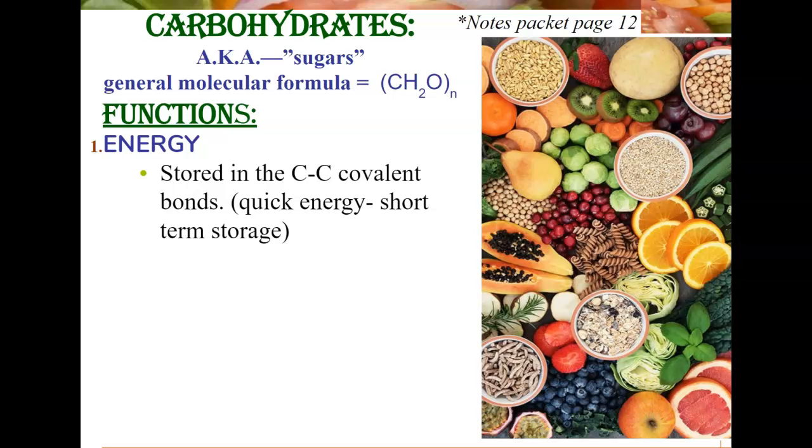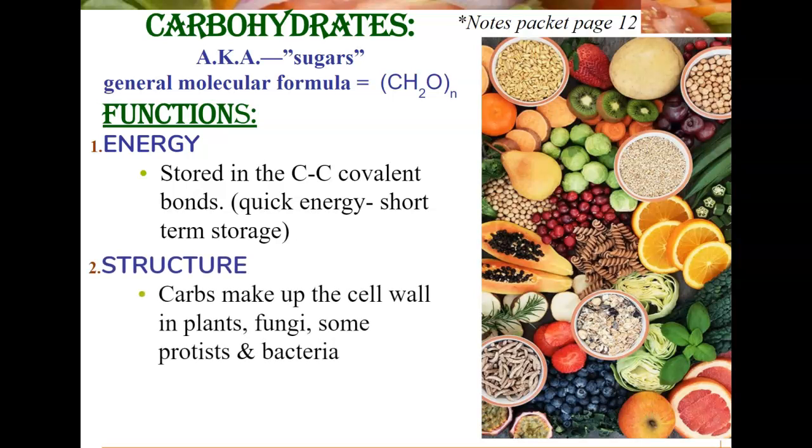We're going to start out with the functions of carbohydrate, and there are 3 main functions that you need to know about. First of all, carbohydrates can be used for energy storage. The energy is actually stored in the carbon-to-carbon bonds. These are covalent bonds that you remember from our chemistry part of the unit. And in the bonds, there is energy that's stored. So when those bonds are broken, the organism can get quick energy, a quick energy release, and it's short-term storage of energy.